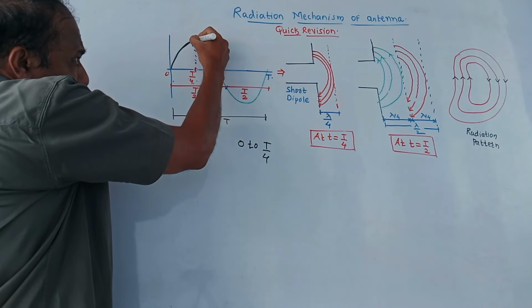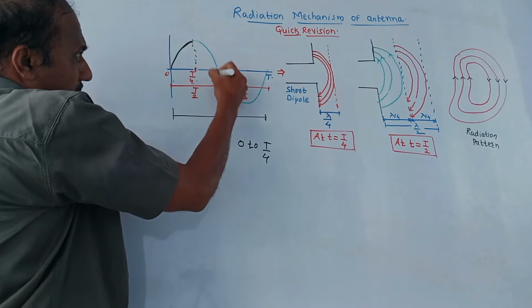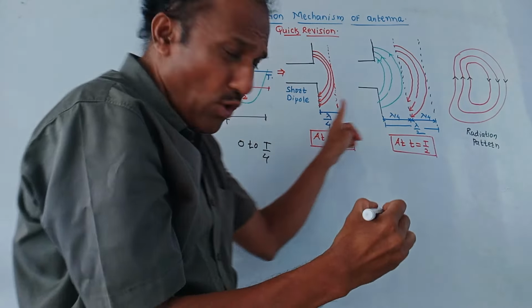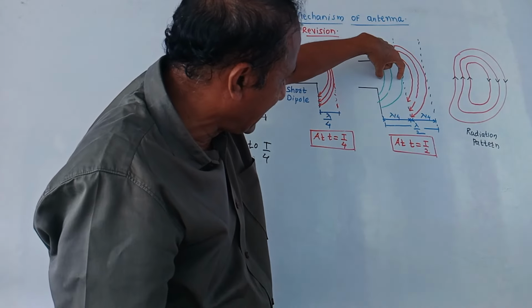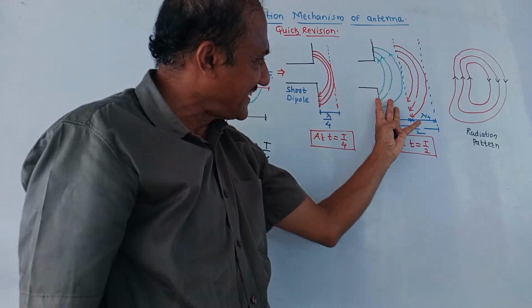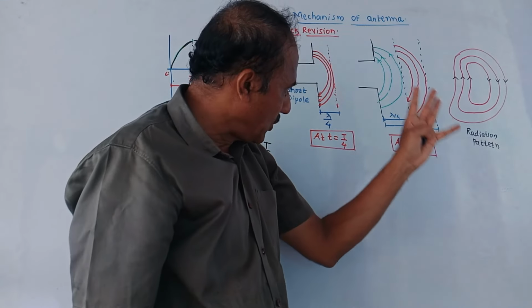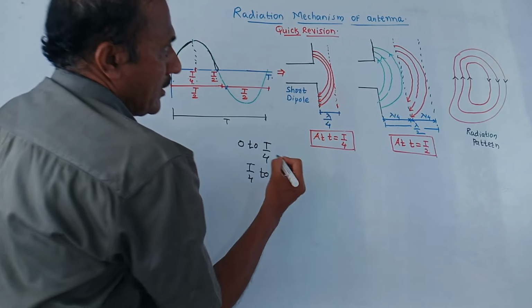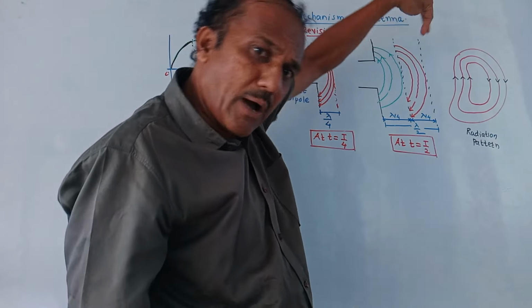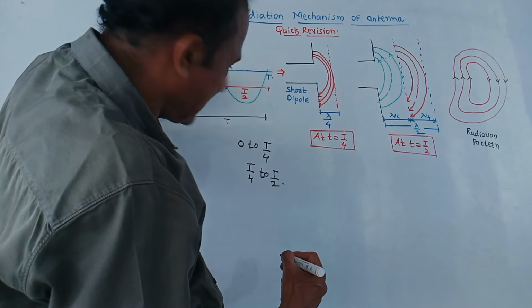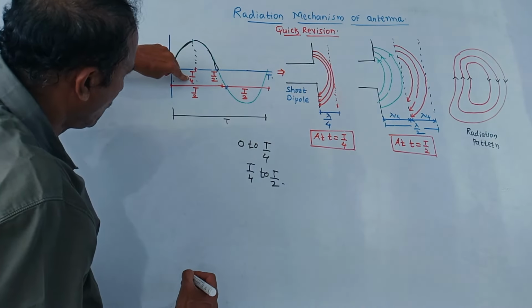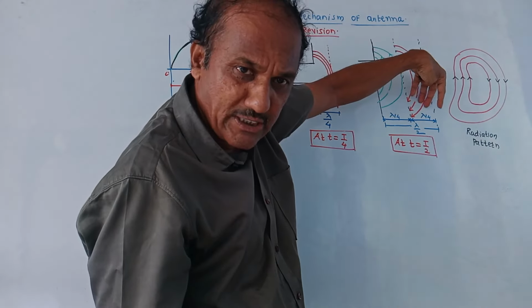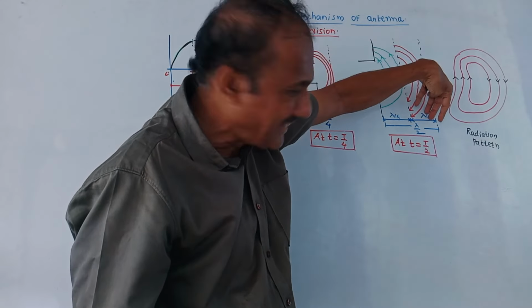Now, during the next quarter period, that means from T by 4 to T by 2, the value is decreasing, charges are decreasing, because of which three more lines are generated, which are shown by these three upward arrows. So these are the three more lines which are generated during the time period T by 4 to T by 2. These lines of force will be in opposite direction, because in this case the charges are decreasing. In the earlier case, from 0 to T by 4, the value was increasing. So these three lines are generated and it will be in opposite direction.